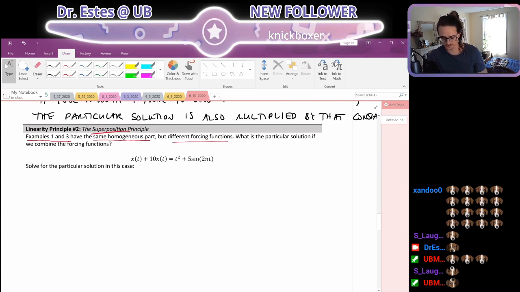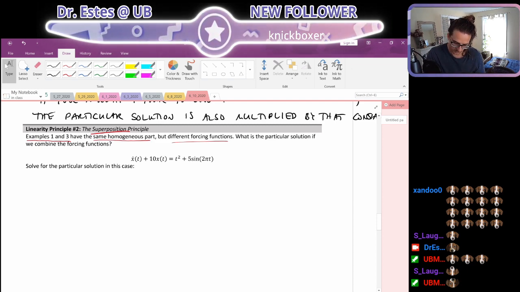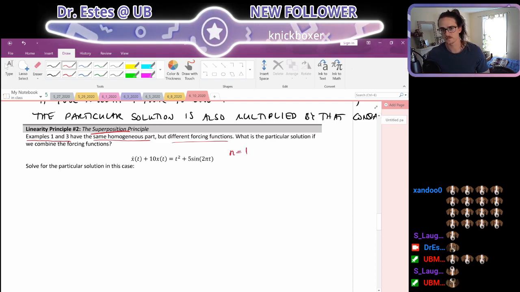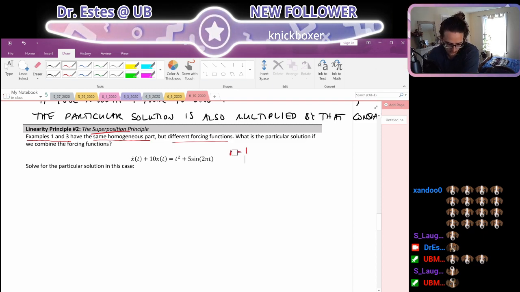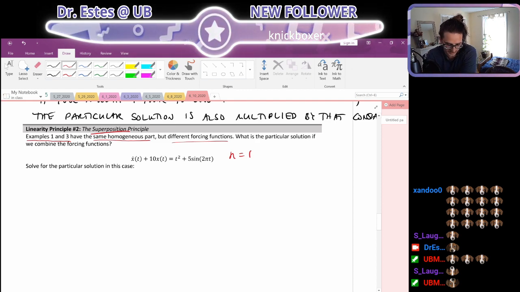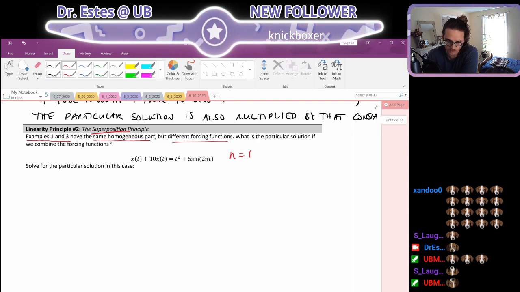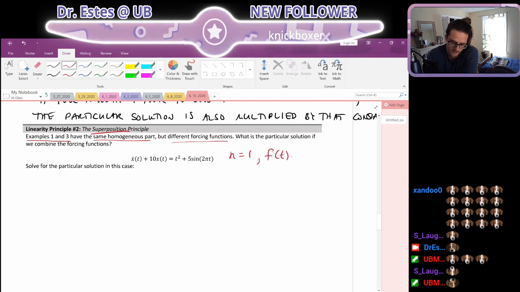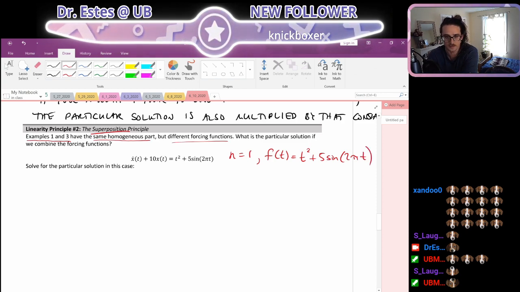Goodness gracious. All right, so let's do it. We may not all survive what's about to happen, but we're going to do it nonetheless. So the order is 1, and our forcing function is t squared plus 5 sine 2 pi t.